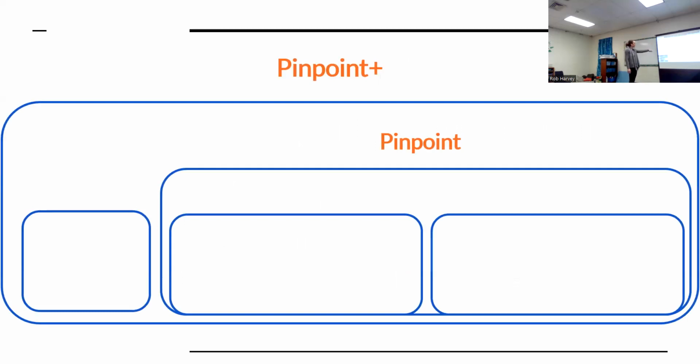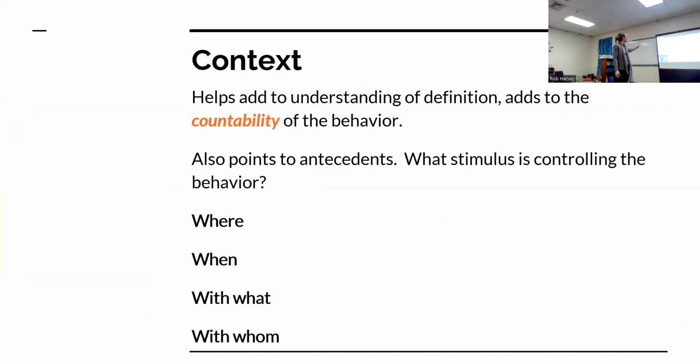So this is the diagram of the pinpoint plus. The whole thing is useful on its own, the pinpoint, its movement cycle in the context. And then if we want to add even more, which we'll look at briefly, the pinpoint plus then contains the learning channel. So the next thing is the context, which comprises the pinpoint. The context adds to the definition, it adds to the ability to count the behavior. It provides context. It also points to the antecedents. It points to potentially what stimulus is controlling your target behavior.